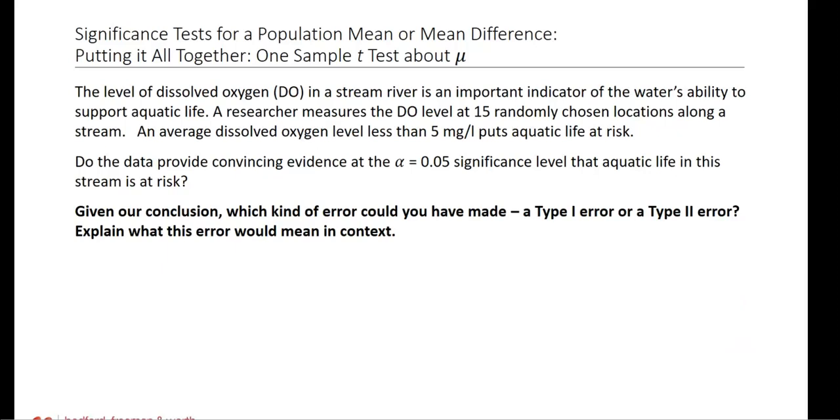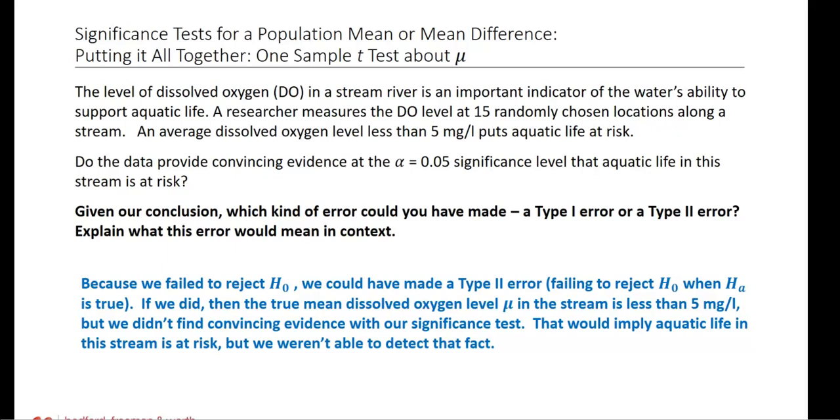Because we failed to reject, okay, what kind of error could we make? Well, what decision did you make? We failed to reject, right? It was a very high p-value. So we could have made a type 2 because we failed to reject. That's the only type we could have made.